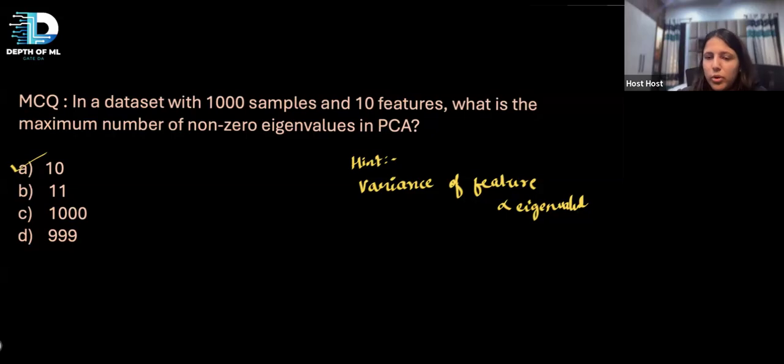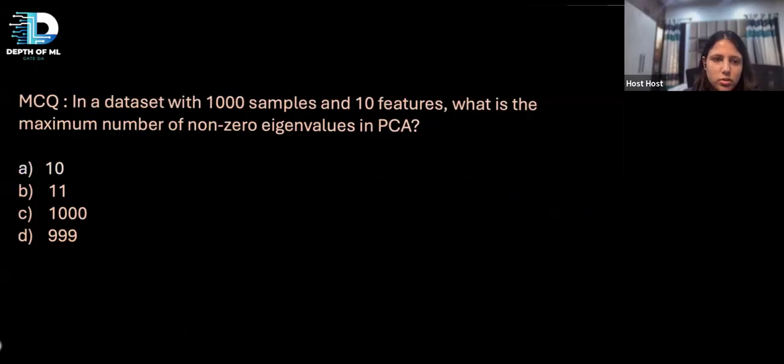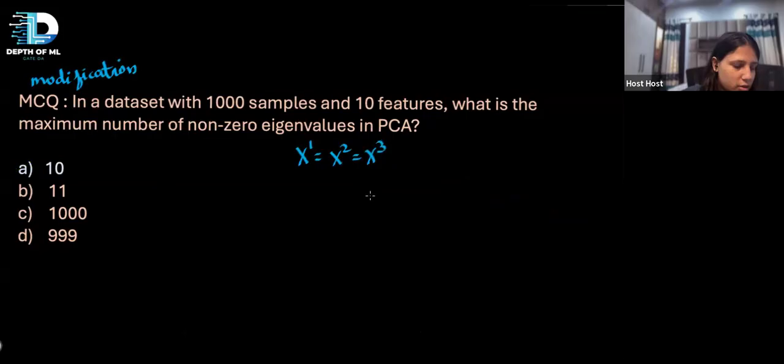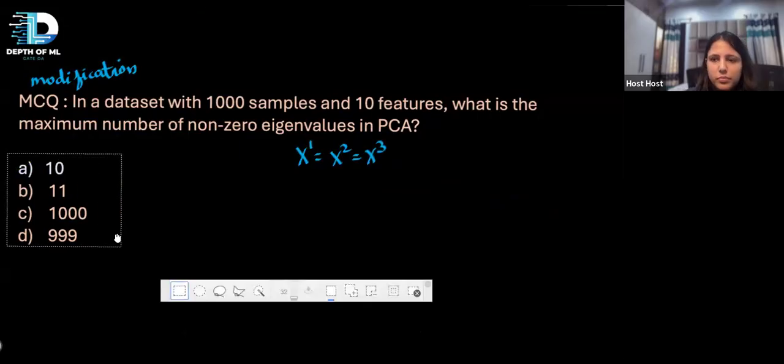Okay, so there is a modification that Rohan is suggesting we can do. Let me just take a copy of this. I'm doing a little modification here. I'm also adding a constraint that there are 2 features such that this is there. Then what is the maximum number of non-zero eigenvalues? I'm just removing those options. This is an NAT now.